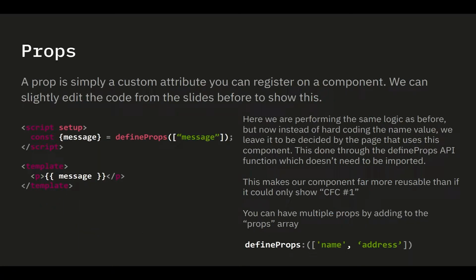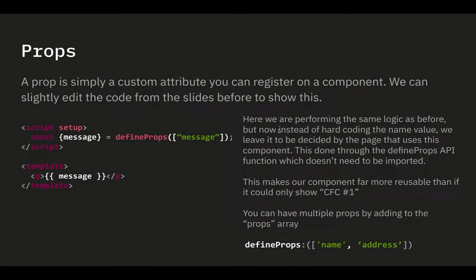So props are a custom attribute that you can register on your component. The code from the slides before is slightly edited. In this case, I'm using a function known as defineProps. You don't actually need to import this, as it's already built in. Then I'm providing it an array with the prop that I'm using.